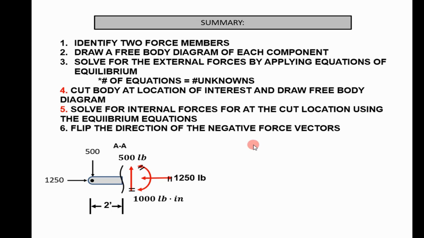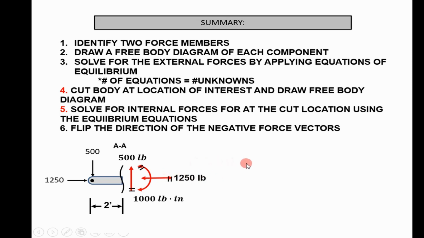And so the last step, number 6, would be to flip the direction vectors. So here's our final result. Because the values we calculated previously were negative, we have to flip their direction. So the moment was labeled counterclockwise, and we got a negative, so we got to put it clockwise to make it positive. And with the shear force right here, we got a negative, so we got to flip the direction upwards. And for the normal, we had it in tension, and we got to flip it to make it positive.